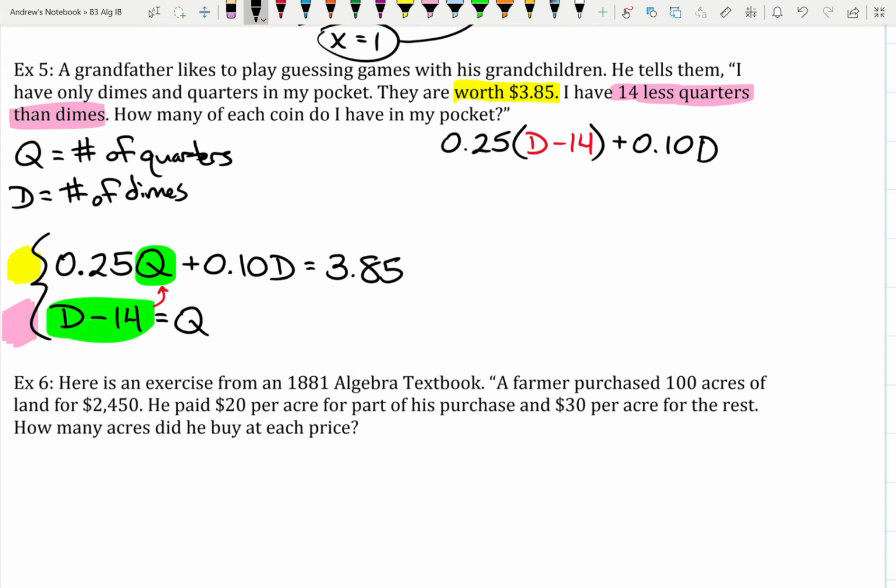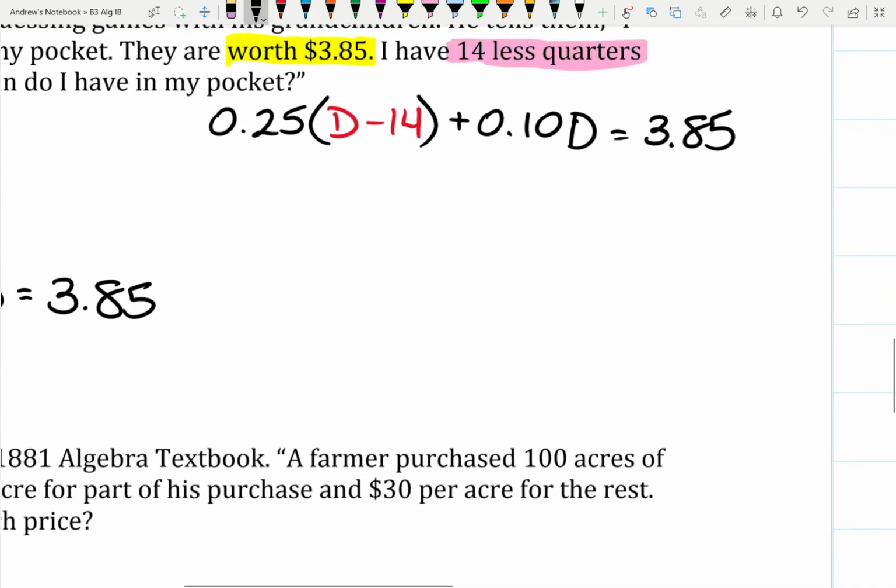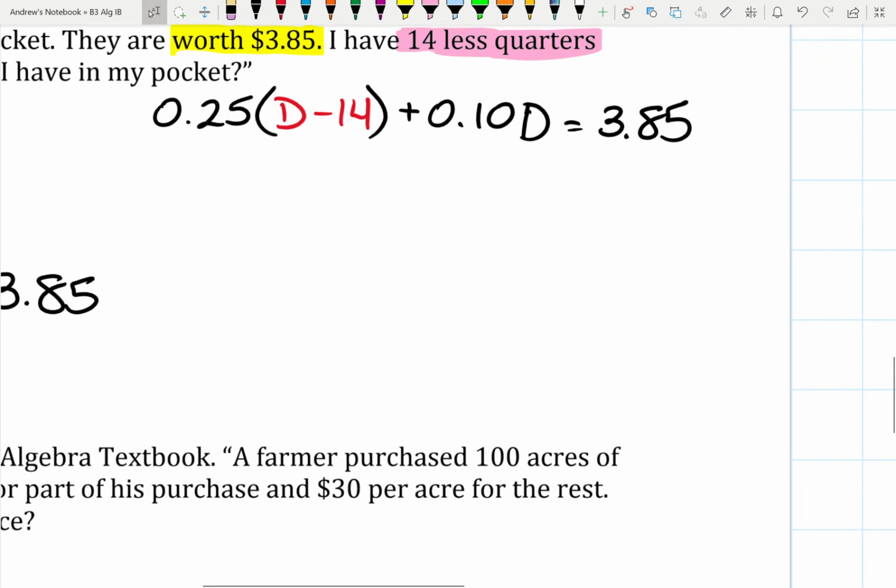0.10D equals 385. Okay. So just to make it so it's not teeny tiny on your screen, I'm going to zoom in a little bit over here. So this is where we are now that we've plugged in and substituted. Then from here, we do have to distribute that 0.25. What that's going to give us is 0.25D minus, if I use a calculator for this, it's going to come out as minus 3.5 when we do 0.25 times negative 14. And then everything else stays the same for now.